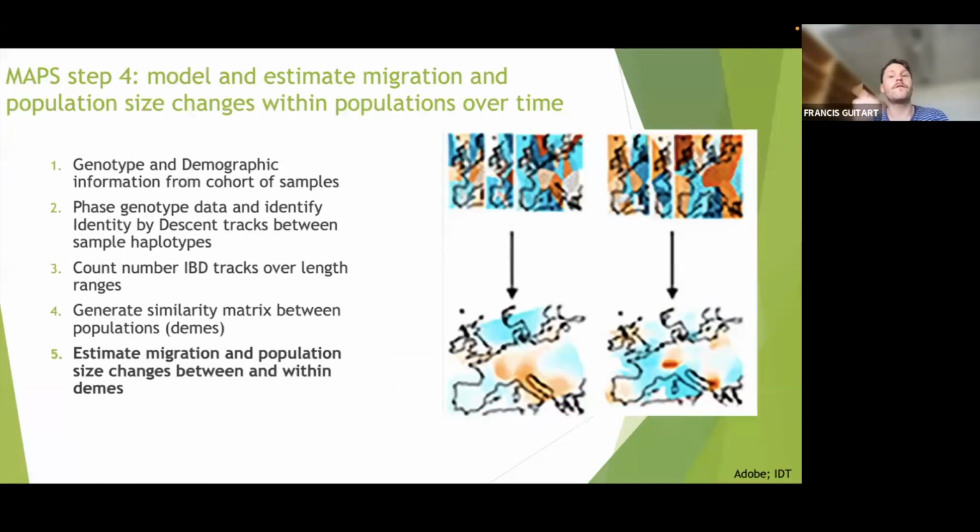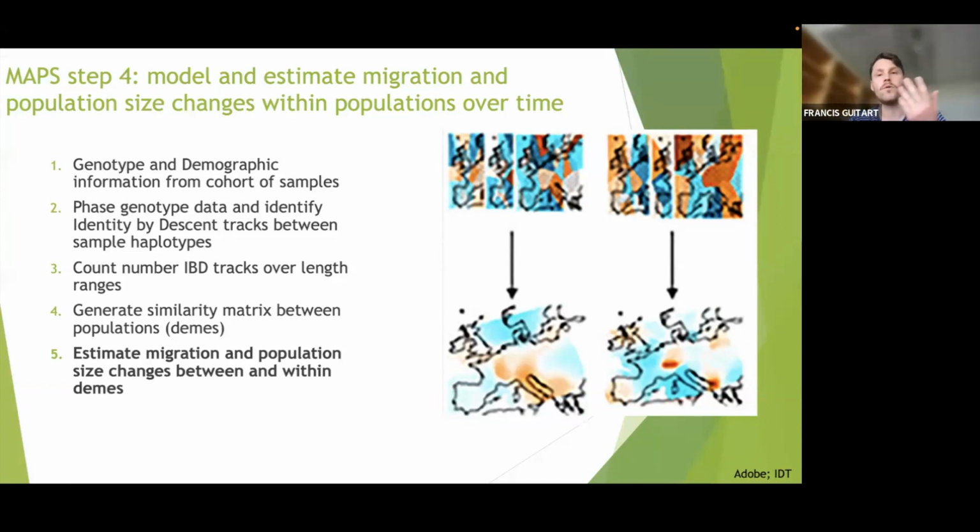Then with this information, these different similarity matrices over different IBD track lengths, and using this stepping stone model to relate different subpopulations over geographic distance, MAPS generates estimates for migration and population size over different time periods using a Markov chain Monte Carlo process. And I'm not going to get into the math right now. That will come in a later video.